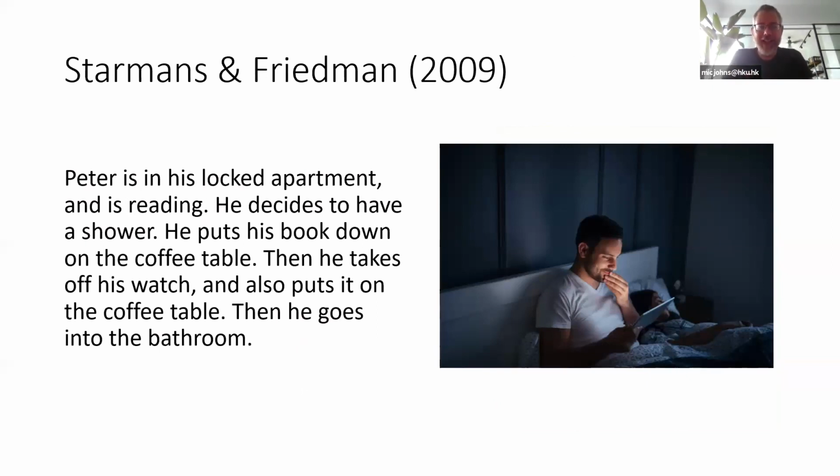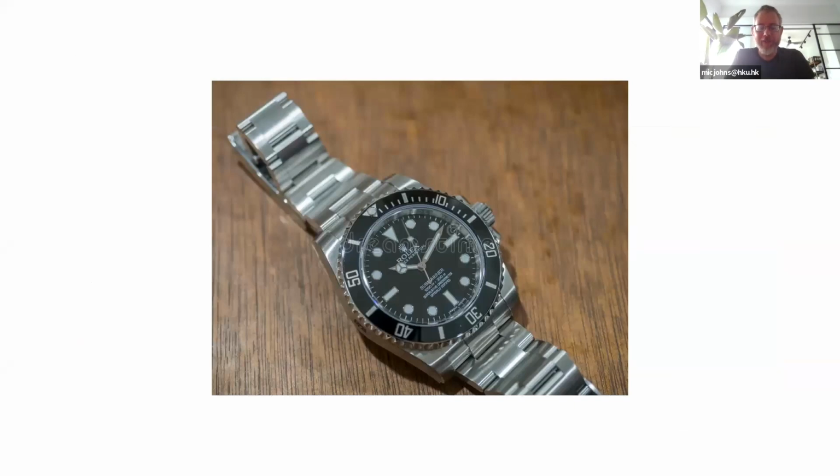So Peter is in his locked apartment and is reading in bed. He decides to have a shower. He puts his book down on the coffee table, and then he takes off his watch and puts it on the coffee table. And then he goes into the bathroom. Okay. So here's his watch. It's down on the coffee table. He has a nice watch.